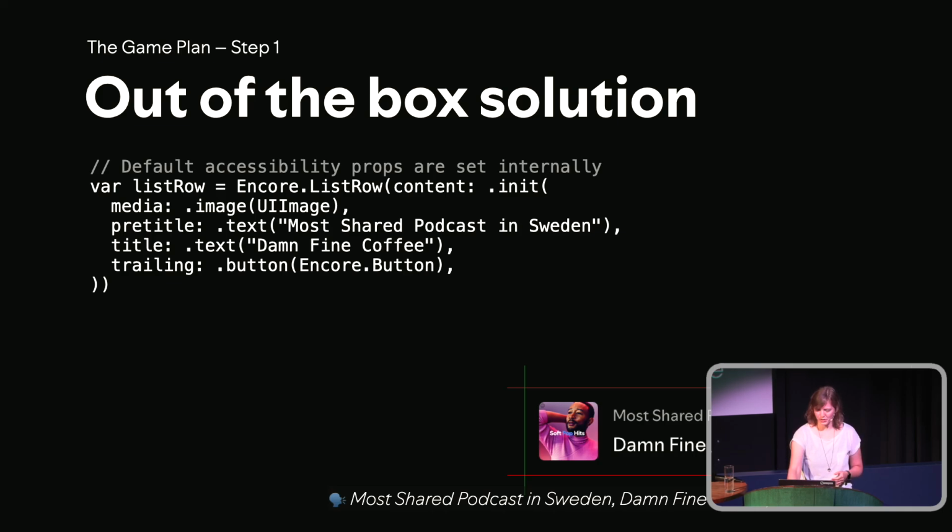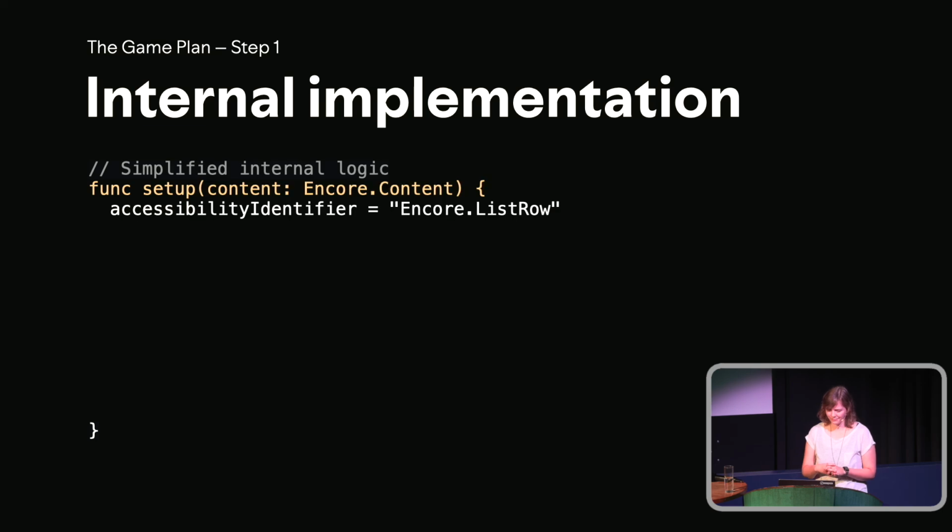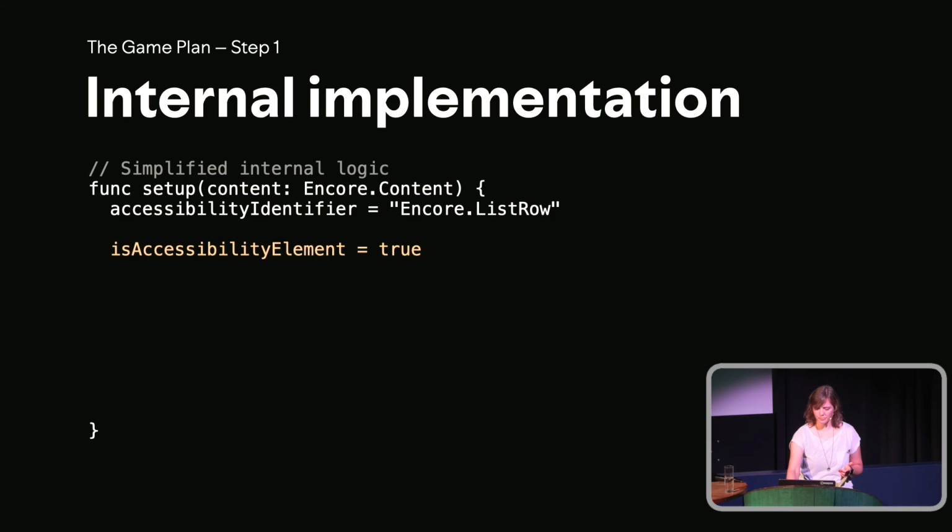How does this work internally? We have a setup function with the Encore content, so all the slot information, as a function parameter. Then we say isAccessibilityElement equals true, to group all the elements together by making it one accessibility element. This enables more efficient navigation, and the context is also clear.